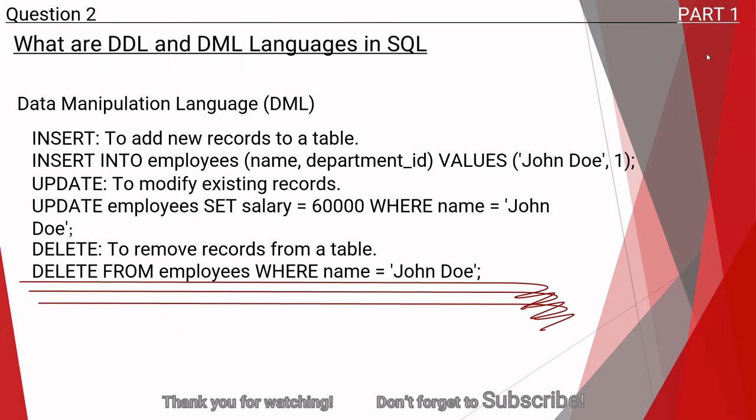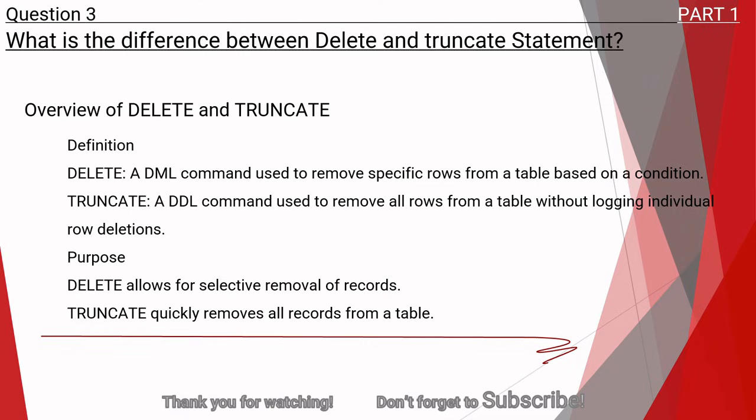Now, let us discuss the Data Manipulation Language or DML. DML includes commands that allow us to manipulate and retrieve data. Key commands are insert, used to add new records to a table as shown in the example. Update modifies existing records and delete removes records from a table. DML is crucial for performing operations on the actual data in the database, making it an essential part of any data analyst toolkit.